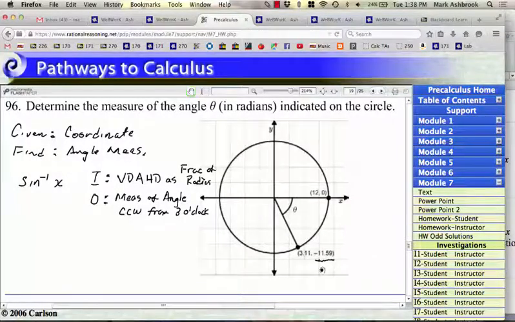Okay, so vertical distance above the horizontal as a fraction of the radius length. So negative 11.59 as a fraction of the radius length is over 12. So almost negative 1, right? Almost negative 1. Is that a valid input into sine inverse? Yeah.